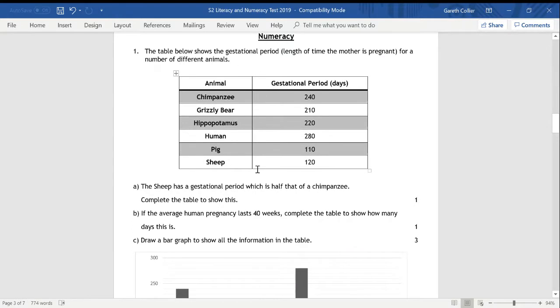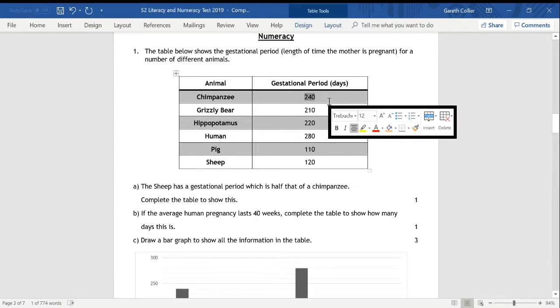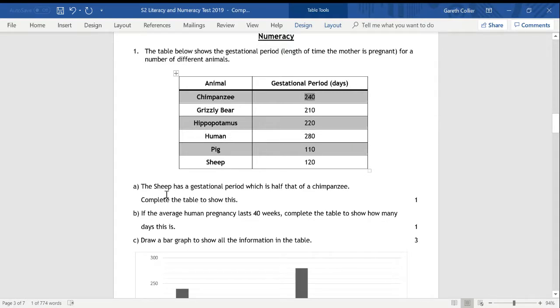The first question has a table of data with animals and their gestational period, so the number of days a pregnancy lasts for the mother. A sheep has a gestational period which is half of that for the chimpanzee. So in the table it says chimpanzee has a gestational period of 240 days, half of 240, the sheep, is 120. If the average human pregnancy lasts 40 weeks, complete the table to show how many days this is. Now, we should know there's 7 days in a week, so that's around 280 days.